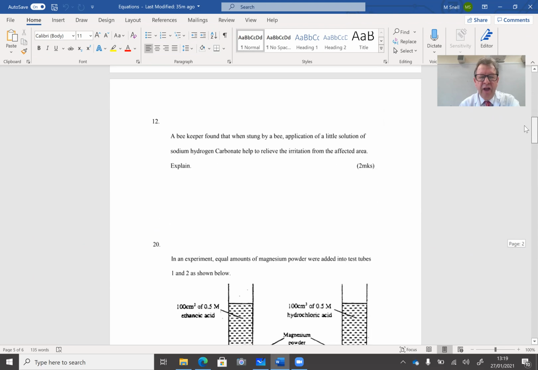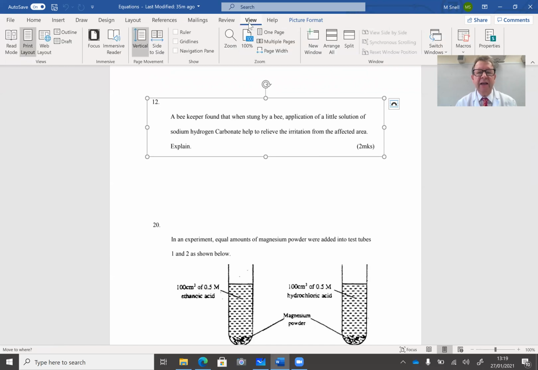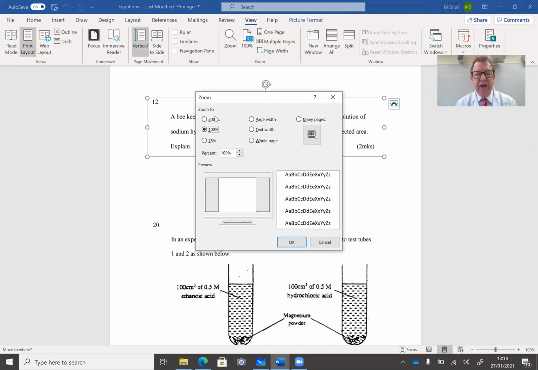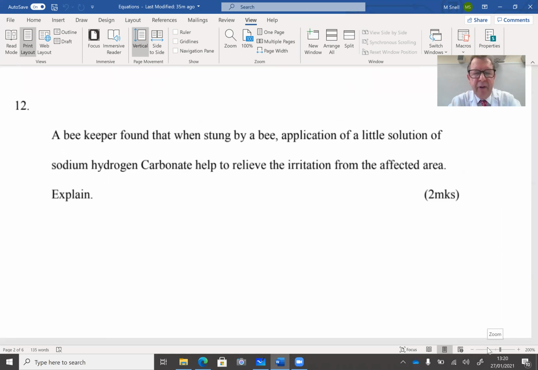Sometimes they are really simple questions, like this one here. This is a very peculiar question, and it is telling you something about life. It says we have a beekeeper who was stung by a bee, and application, in other words, putting on a little solution of sodium hydrogen carbonate helped to relieve the irritation. Why? So it's asking for explanation.